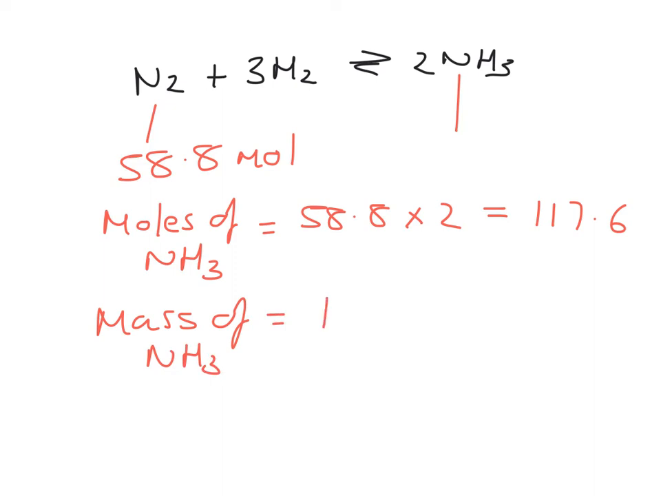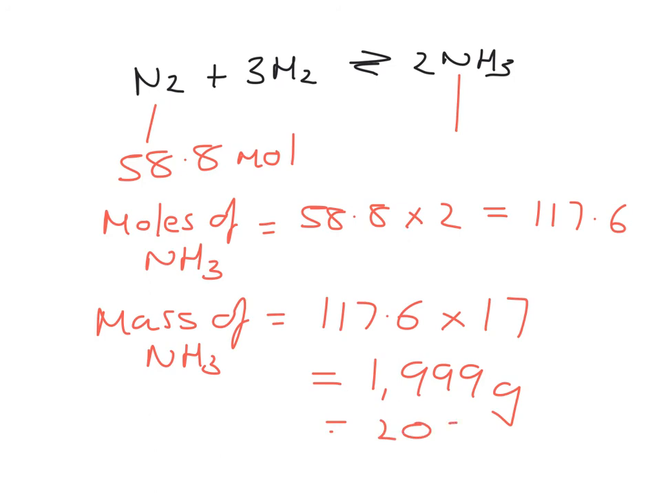And therefore the final part is to work out your mass of ammonia, which is going to equal your moles times your molar mass, which is 17, and that comes to 1999 grams, which rounded to three significant figures is going to be 2000 grams.